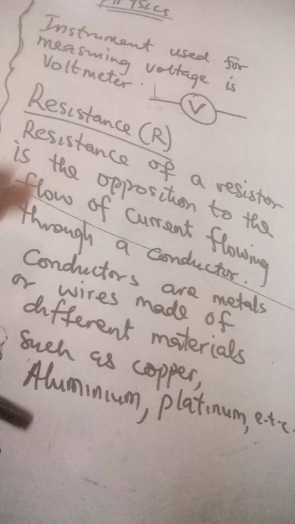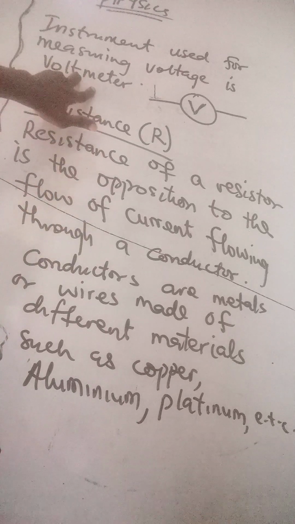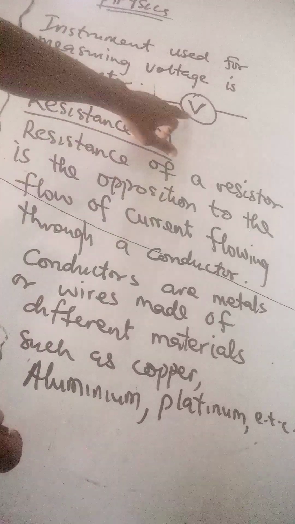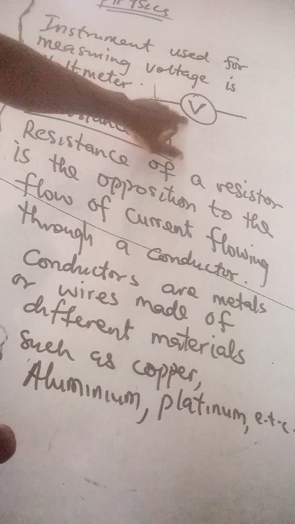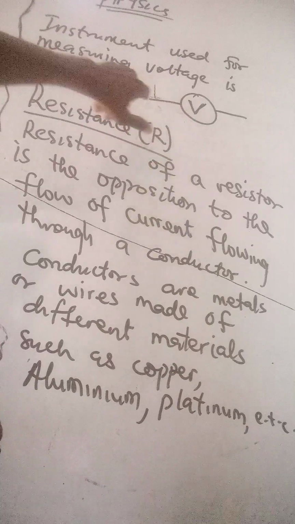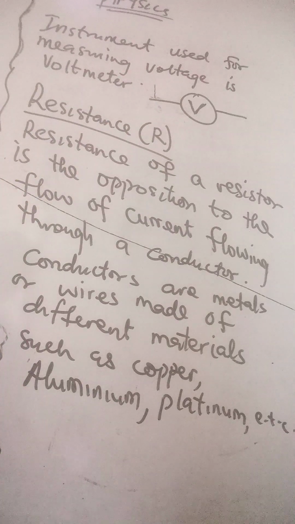The instrument that is used for measuring voltage is called a voltmeter. This is the symbol in any circuit diagram. Once you see a letter V in a box or in a circle, it represents a voltmeter. Another quantity that we need to mention under current electricity is called resistance.